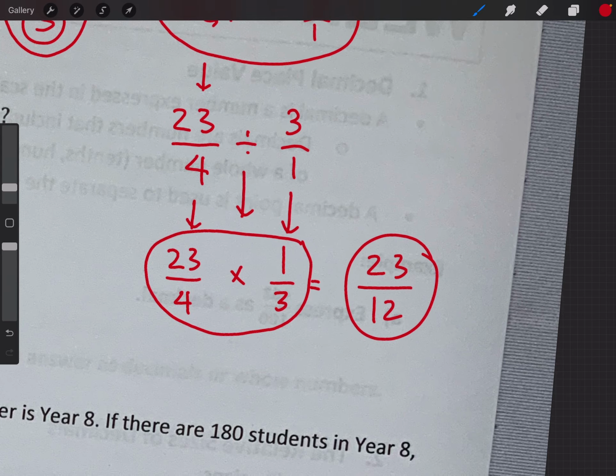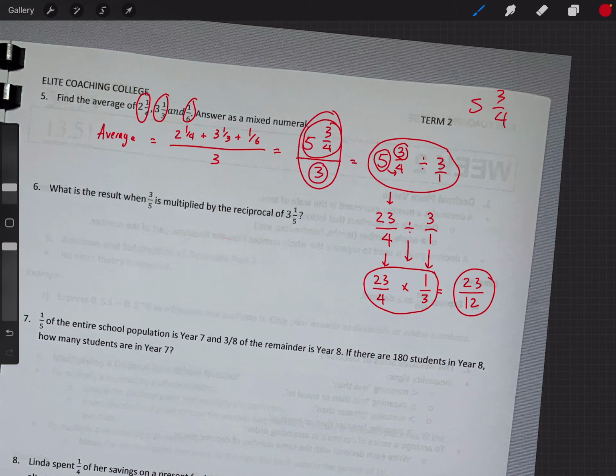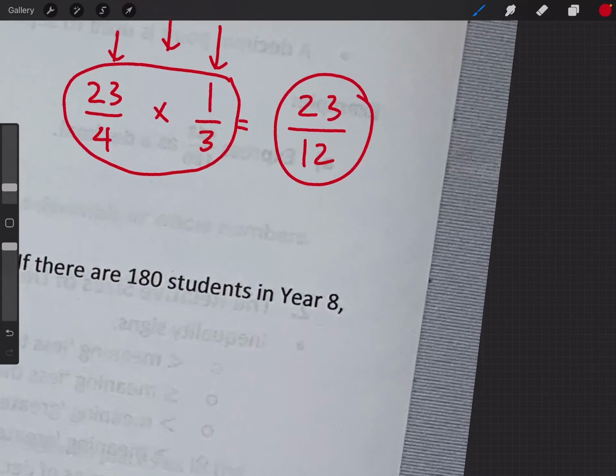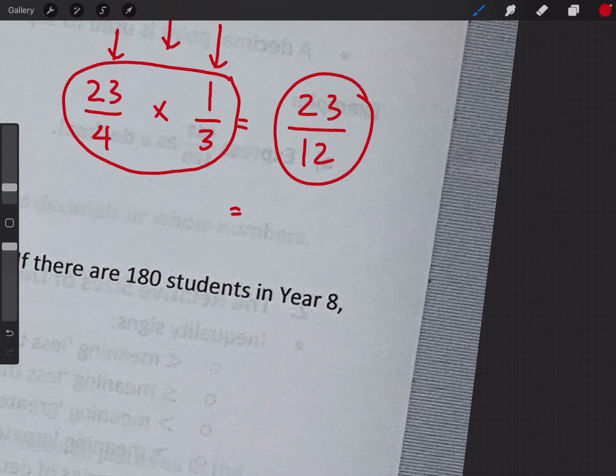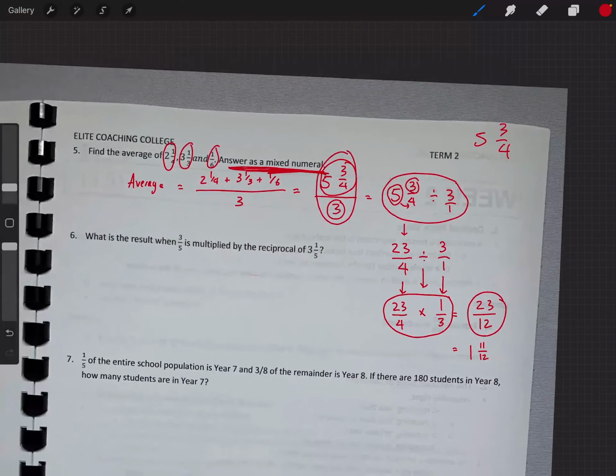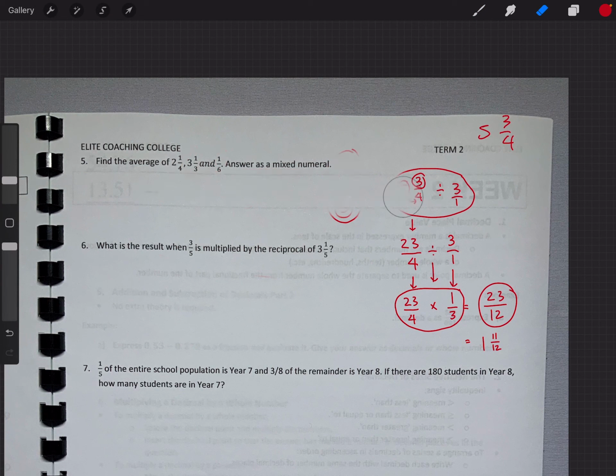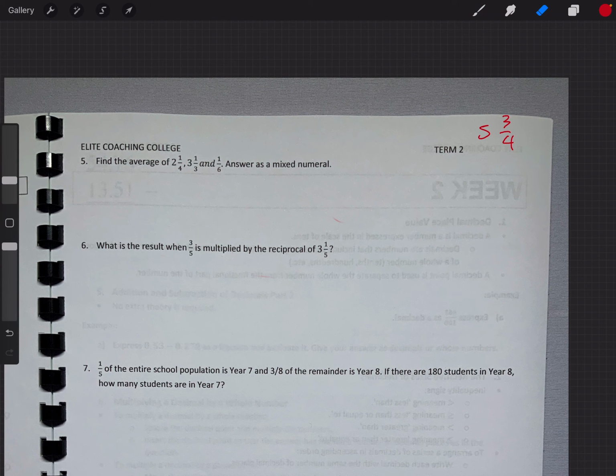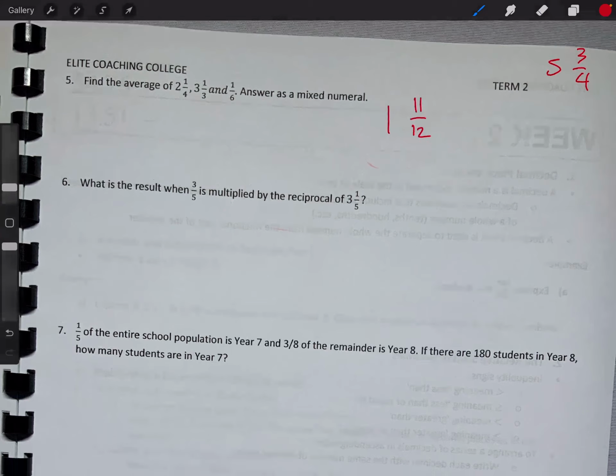So now you can leave it like that, or you can, no, hold on, you can't. It says answers in mixed numeral. Okay, so you've got to change it to a mixed numeral. So now we're going to think, okay, how many 12s are there in 23? Well, there's only 1, with a remainder of 11. So therefore, the answer is, rub this all out because it's messy, 1 and 11 on 12. And there's your answer.